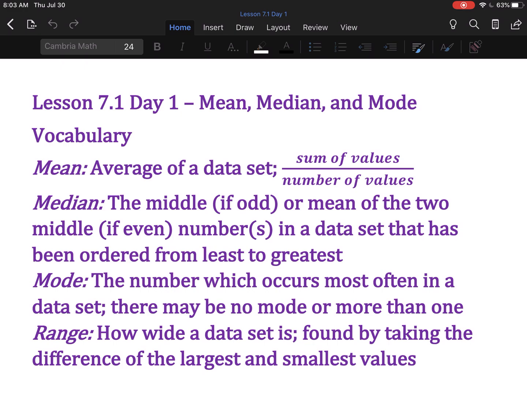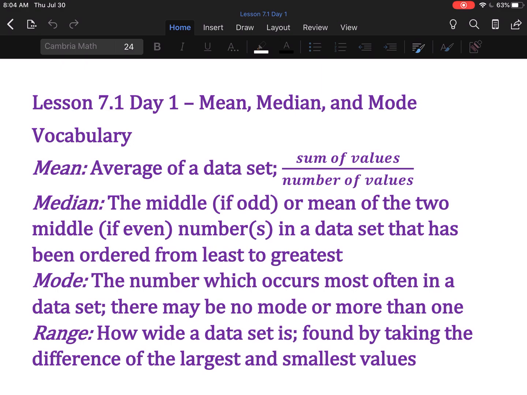The median is the middle if there's an odd number, or the mean of the two middle numbers if there's an even set of numbers, in a data set that we've put in order from least to greatest. And that'll be the first thing we do with every data set we come across. We'll put it in order from smallest to biggest.